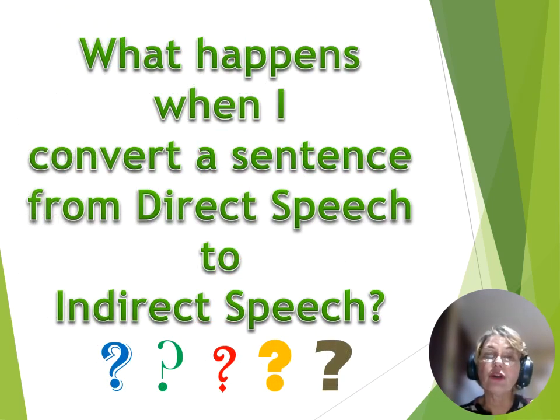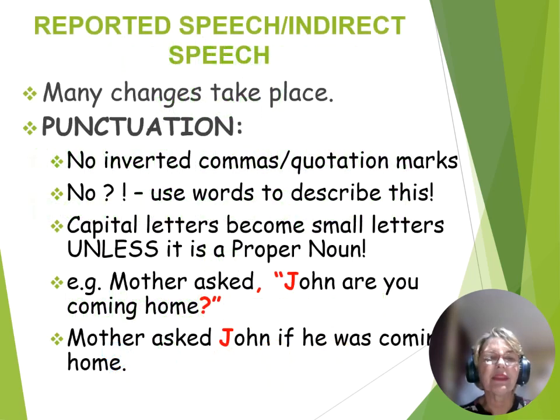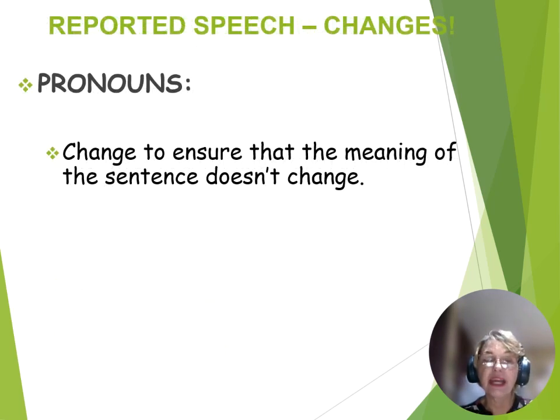But what happens when I convert a sentence from direct to indirect speech? We're going to quickly look at some examples here. Many changes take place. In punctuation, we have no inverted commas. We don't use question marks or exclamation marks. We use words. Capital letters become small letters unless they're proper nouns. Pronouns change to ensure that the meaning of the sentence doesn't change. So you can change to pronouns, or when there's a pronoun, change it to another pronoun, but do not change the meaning of your sentence.